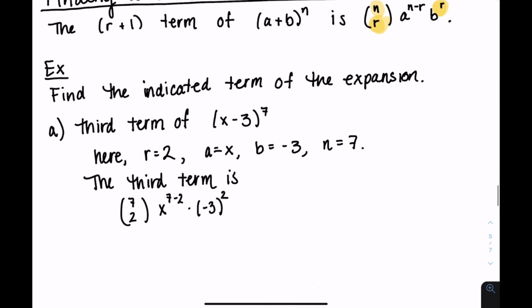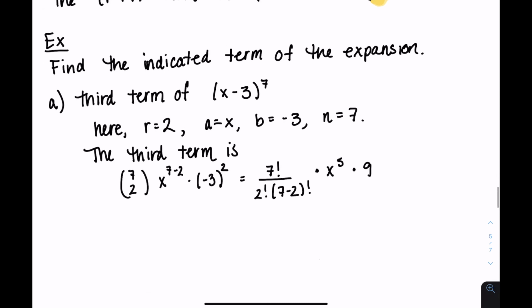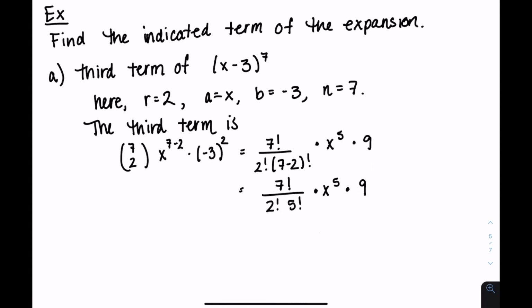So we just need to simplify this out, and we'll go through and actually simplify that coefficient by hand instead of plugging it into a calculator. So you get 7 factorial divided by 2 factorial, 7 minus 2 factorial. That gives you x to the 5th, and then negative 3 squared is going to be 9. So this is equal to 7 factorial divided by 2 factorial, 5 factorial, x to the 5th and 9.